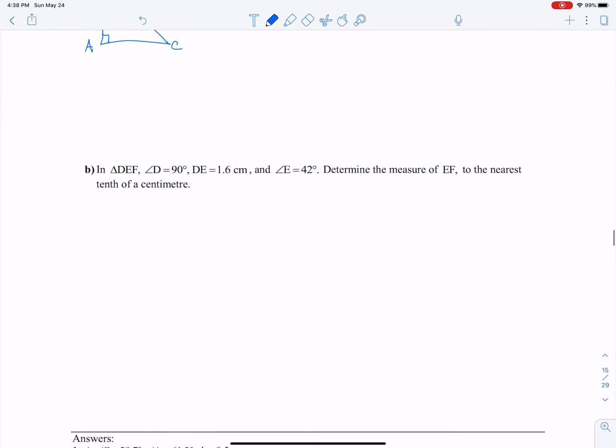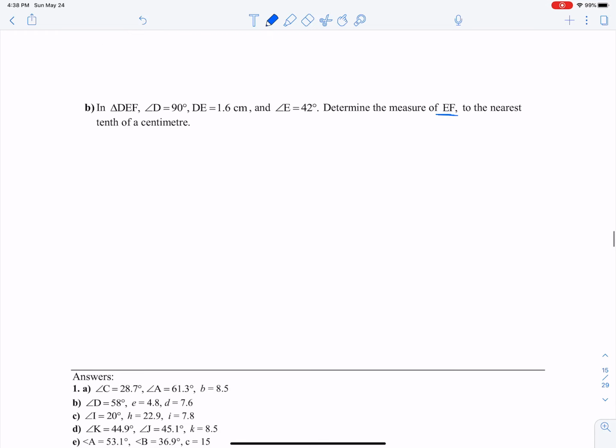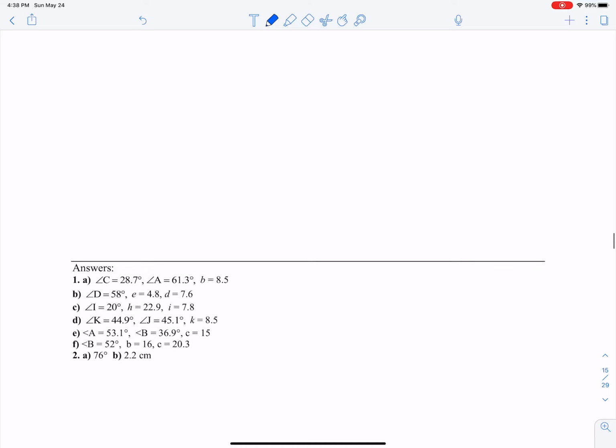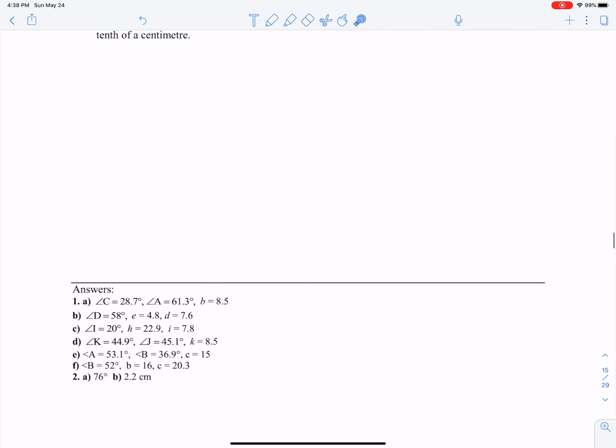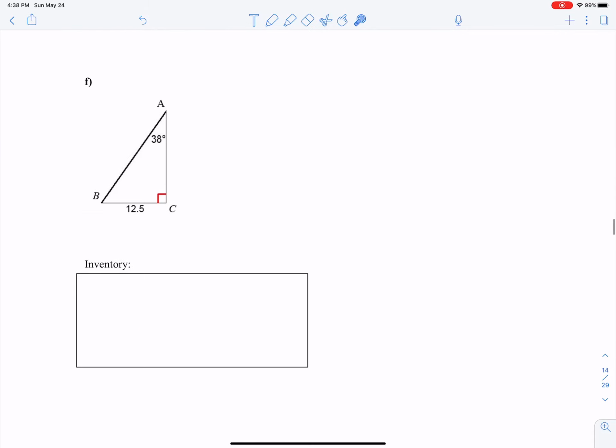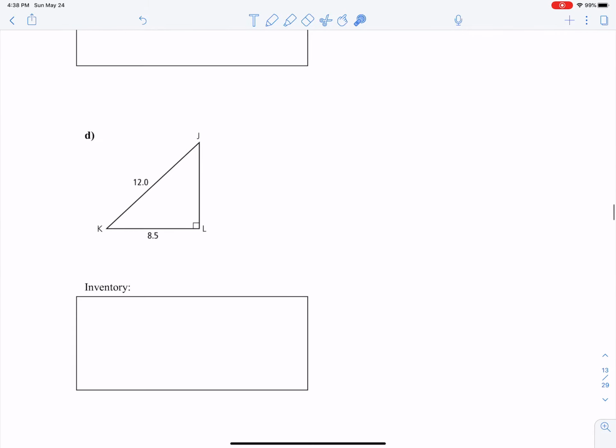And this one, the same thing. They just want to know the measure of EF. They're not asking you to draw the whole triangle. And then at the bottom of the worksheet are your answers. So you can check your final answers here. And then if you're getting stuck, the full solutions will be posted as well. Okay, so that's the end of this section.